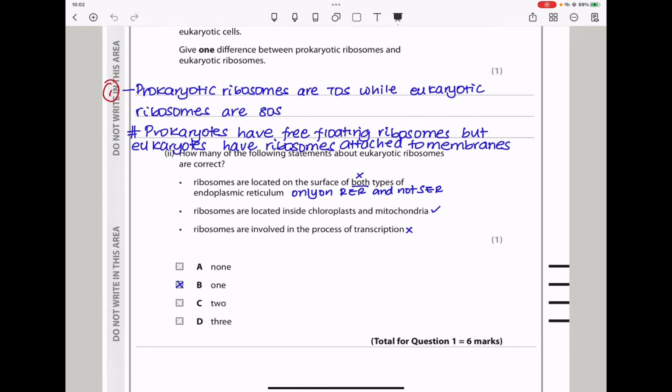Then they say how many of the following statements about eukaryotic ribosomes are correct. Ribosomes are located on the surface of both types of endoplasmic reticulum. This is wrong. They are only found on the rough endoplasmic reticulum and not smooth. Ribosomes are located inside chloroplast and mitochondria. That's true. And ribosomes are involved in the process of transcription. That is wrong, because transcription occurs inside the nucleus. They are only involved in translation. So the answer here is B. Only one is correct. So this brings us to the end of question 1. Let's continue to question 2.